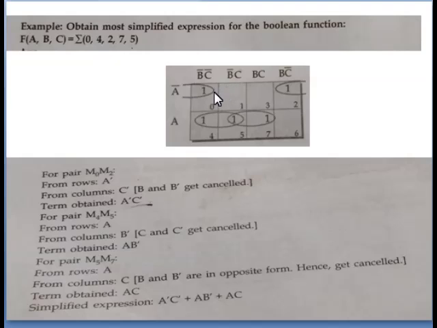Now we are going for the grouping. If there is any chance to make an octet, no. Then we go for quad. Can we group any 4 ones together? First we have to see if we roll the map, then also no way. So there is no way to group a quad. Then we go for pair.